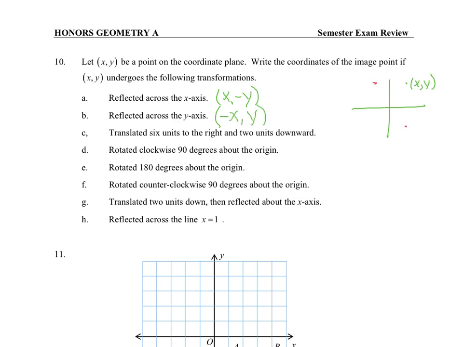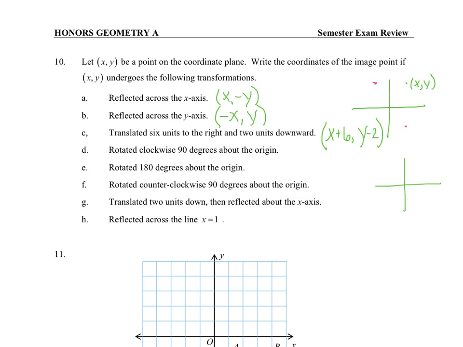If we translated 6 units to the right and 2 units downwards, our x is going to move to the right, so plus 6, and our y is going to move 2 units downwards, so we're going to take away 2. Now, rotated clockwise 90 degrees about the origin.